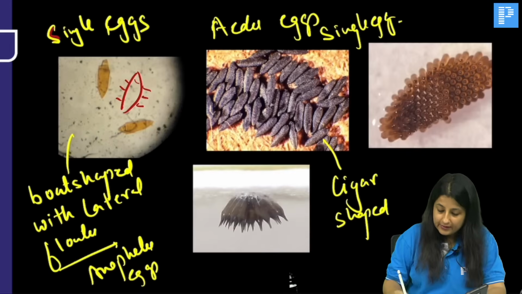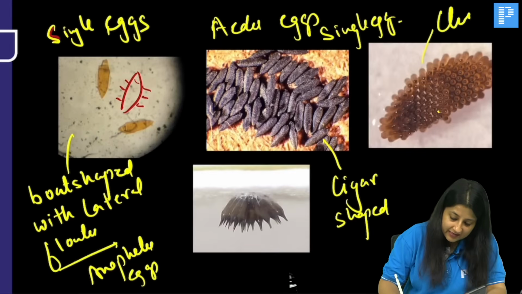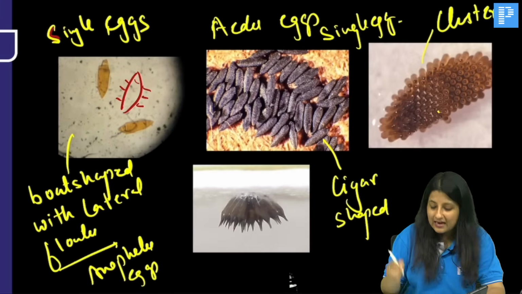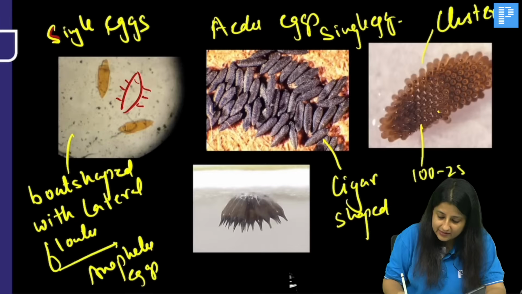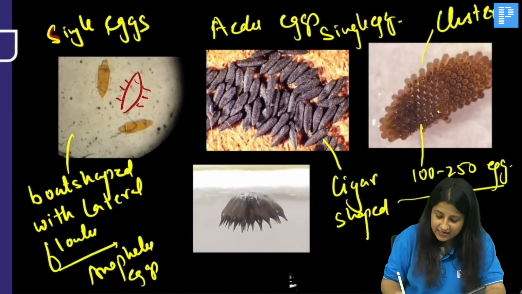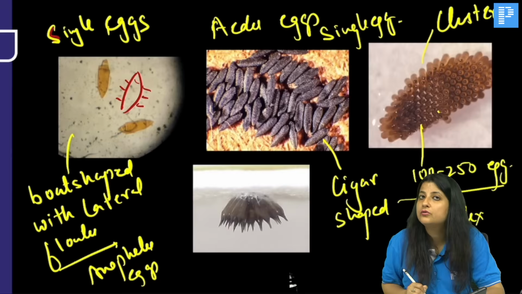So that is what. This one, very important, cluster, nuisance. 100 to 250 eggs in one cluster. It's a nuisance. Breeds also in dirty water. Flies also up to 11 kilometers. Culex.